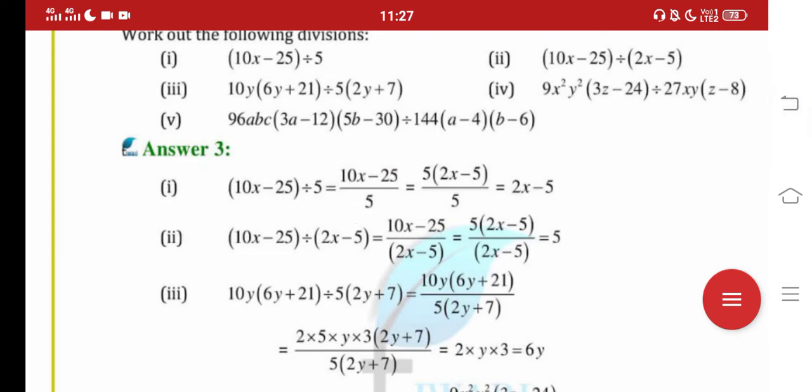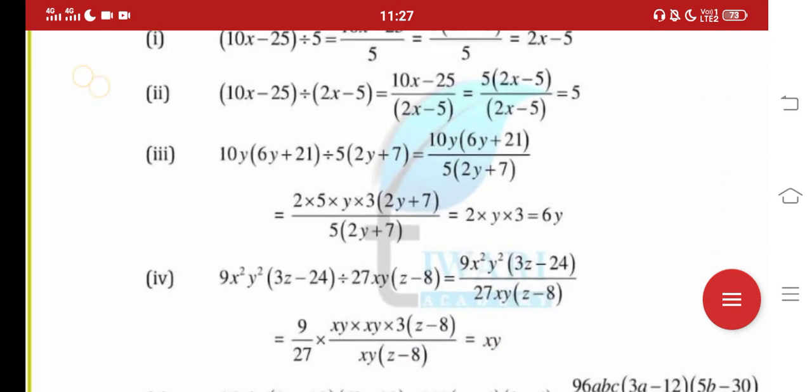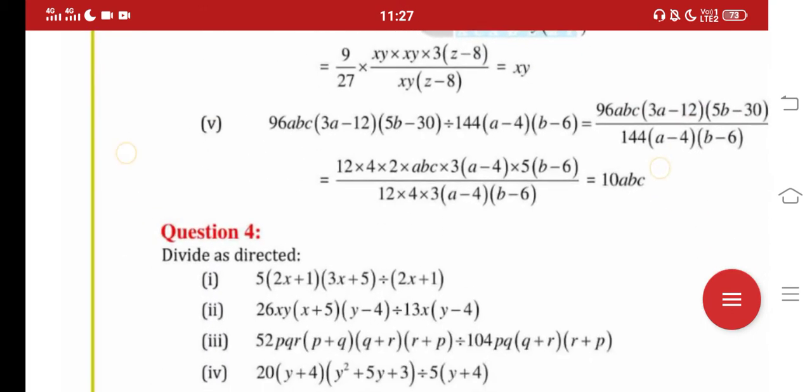Or we can take out common also. 10 and 25 both come in the table of 5. So if we take out 5 common, here 5 twos are 10 and 5 fives are 25. And in the denominator also we have 5. So 5 cancels out. What is remaining? 2x minus 5. So like this also you can solve question number 3.